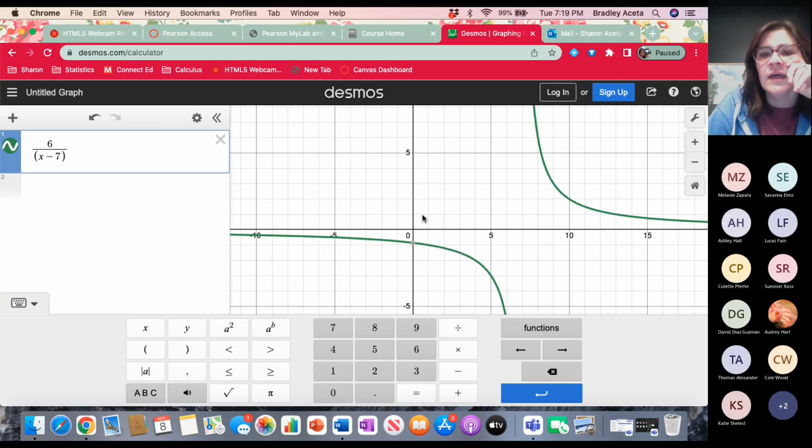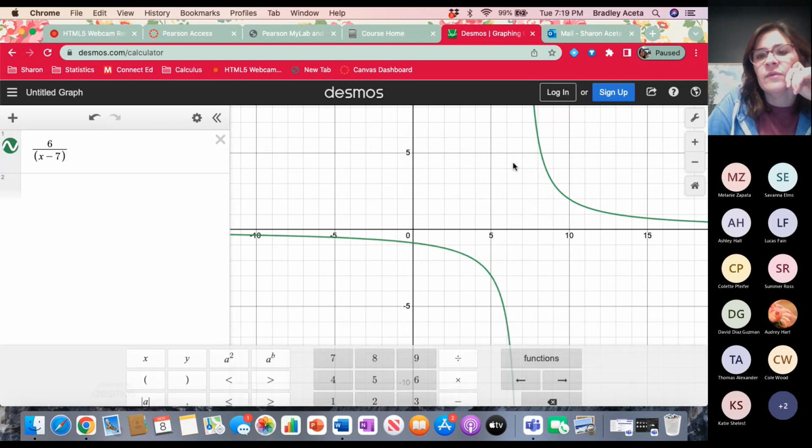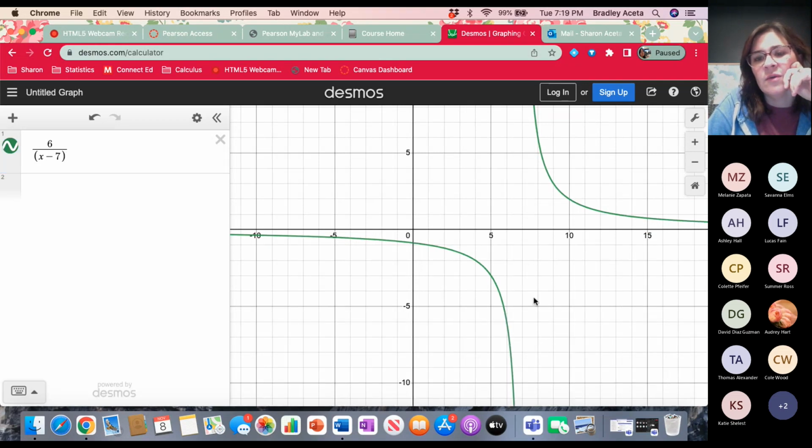There we go. We got a horizontal asymptote, and we should all know where that horizontal asymptote is. There's a horizontal one at 0. There's a vertical asymptote whenever the denominator equals 0, which would be at 7. So when we're talking about domain, we need to include that 7 as a restriction in the domain. For the range, we need to include the horizontal asymptote. Let me go back.